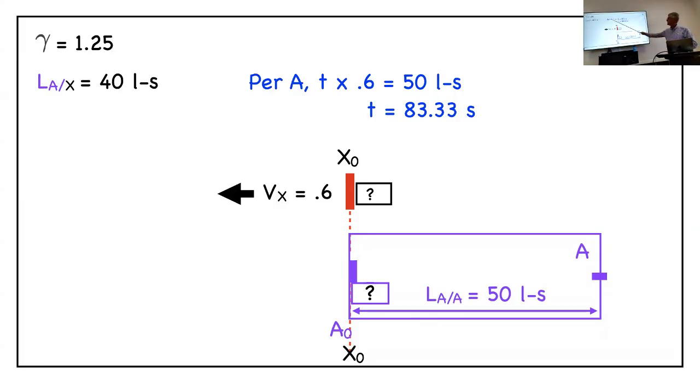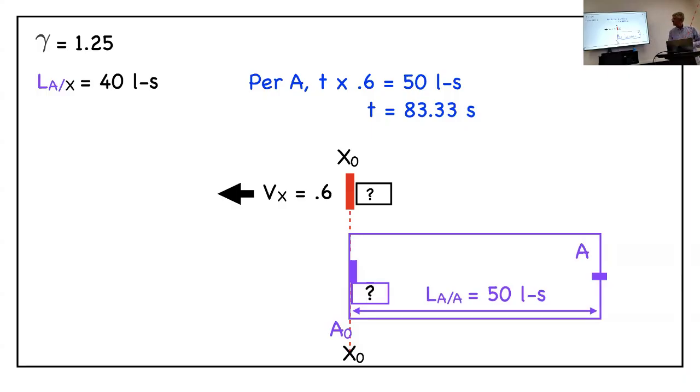So per A, T times 0.6 should equal 50 light seconds. So T equals 83.33. And there we have it. Everybody comfortable with that?